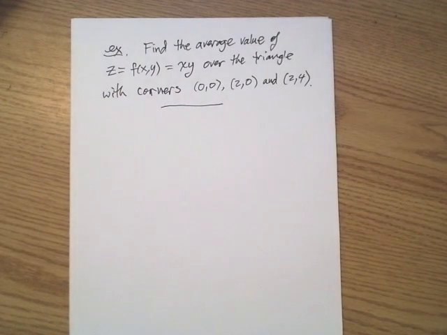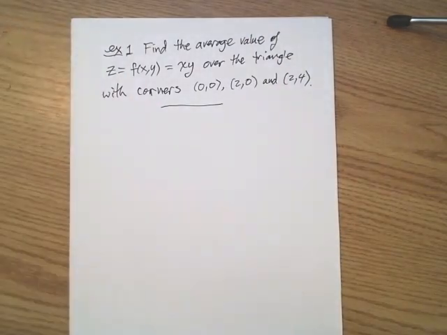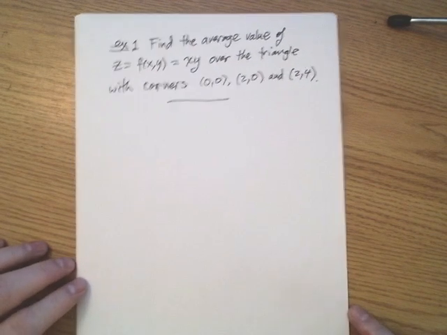All right, let's go ahead and work a couple problems in finding the average value of a function of two variables over some region of the xy plane. Let's take this example, maybe I'll call it example 1 here. Find the average value of z equals f of xy over the triangle with corners 0, 0, 2, 0, and 2, 4. How would you start this problem?